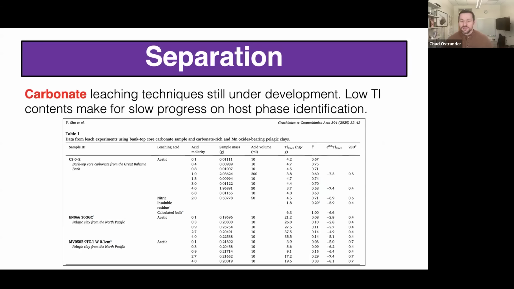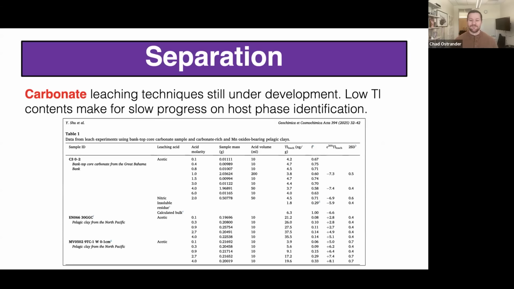The carbonate applications are still in their infancy, and so we've been playing with a number of different leach techniques. It seems that when the carbonates are manganese lean, or more specifically, manganese oxide lean, it doesn't really matter which leach we use. We recover thallium isotope compositions in our carbonates that more or less match the seawater that these carbonates are in contact with.